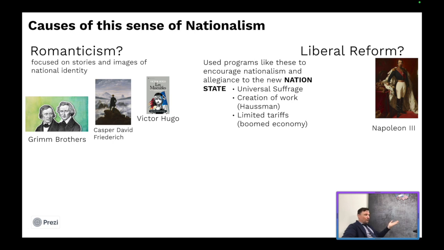Programs that liberal reformists are going to actually believe in are universal suffrage to give people more of a voice in their government, the creation of work like Baron Haussmann did, and also limiting tariffs, which are going to help boom the economy because tariffs typically stifle an economy rather than giving it free market capabilities. All right, so these things are actually going to lead to a sense of nationalism as well.